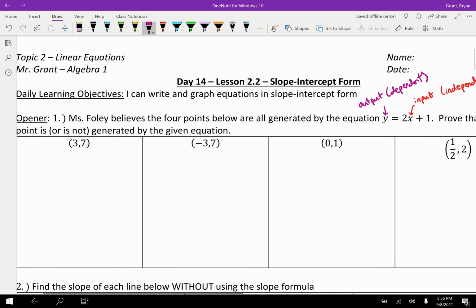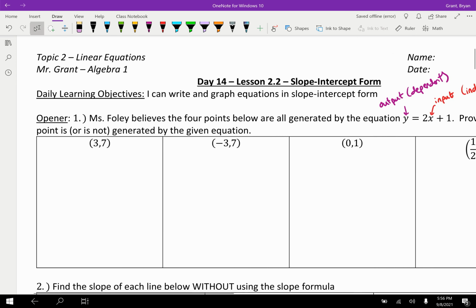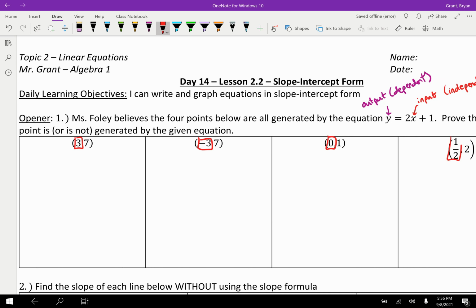So if we want to prove that these points are generated by the equation, then all we're going to do is take the inputs, the x's for each of these, and substitute them in for the x in the equation. All right.